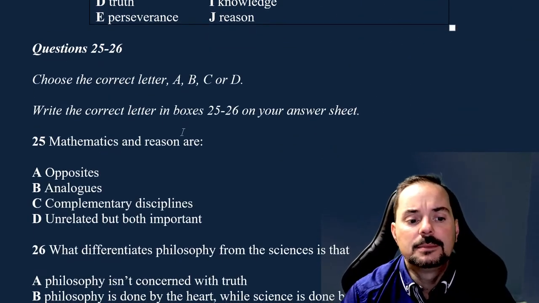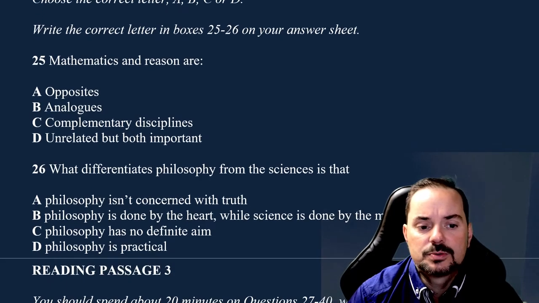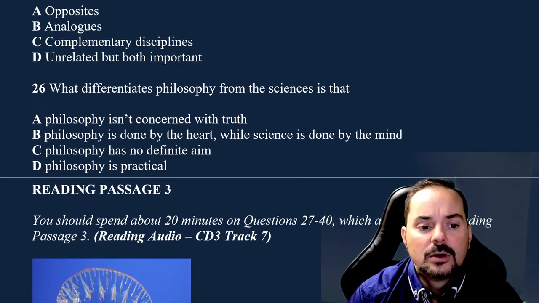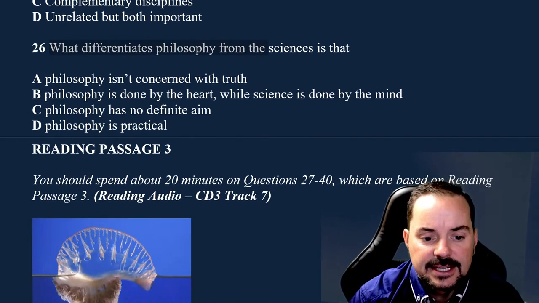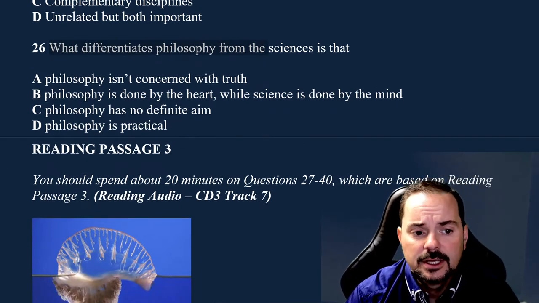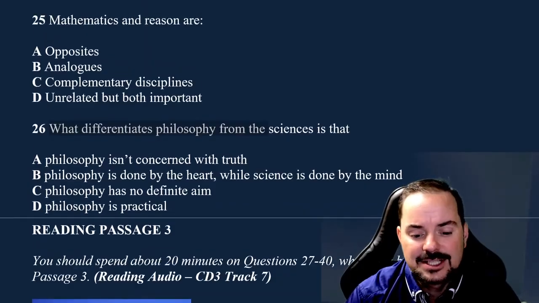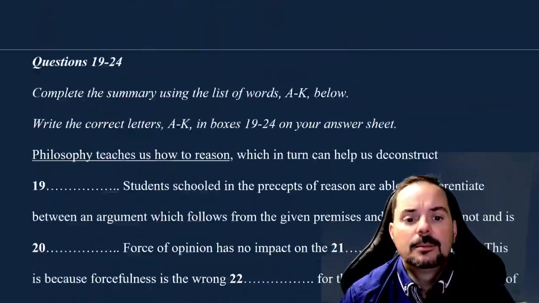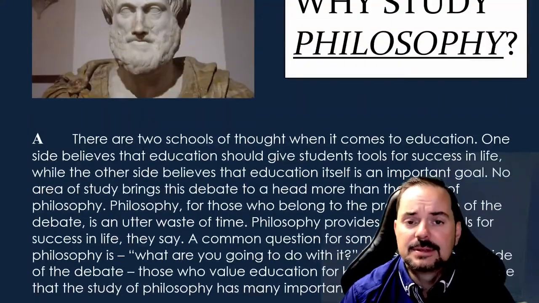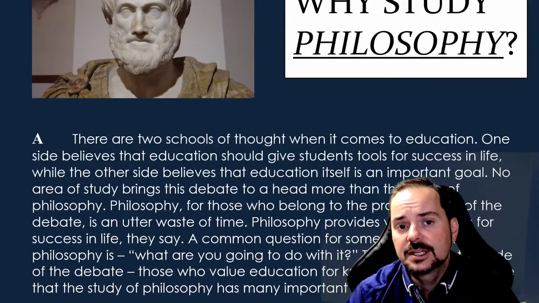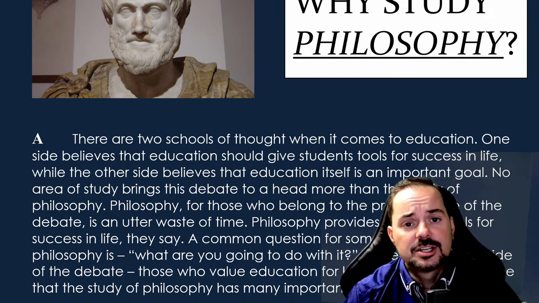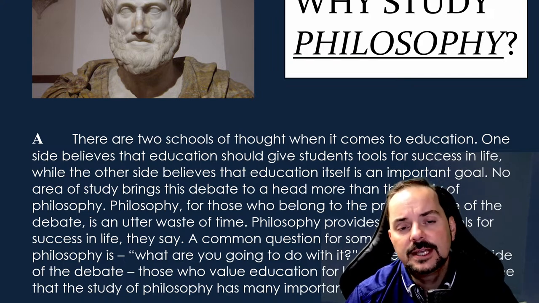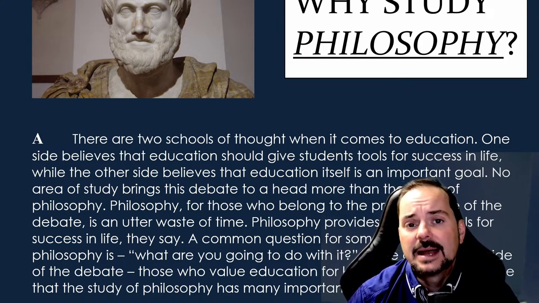Now multiple choice, just review the questions, paraphrase them. Mathematics and reason are... What differentiates philosophy from the sciences is that... Okay, fine. Good. So we have those. This, by the way, is passage 2. Now, after we've done all of this, in the real exam, this is happening nice and fast. You're looking at the title, you're thinking about what could be the answers, you're paraphrasing the questions in your head, you're reading through them, and then you take about 8 to 10 minutes to read the passage.